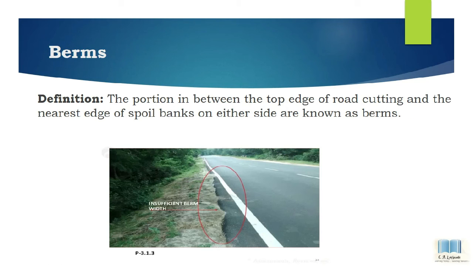Then next is berm. What is berm? The portion in between the top edge of road cutting and the nearest edge of spoil bank on either side are known as berms. Means the portion which is left in between the top of road embankment and the inner edge of borrow pits is called berm.